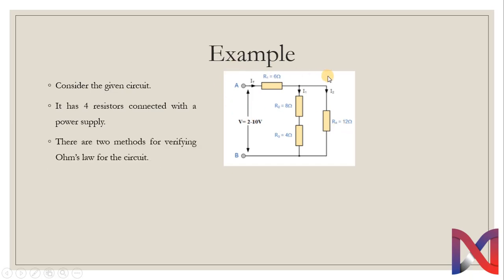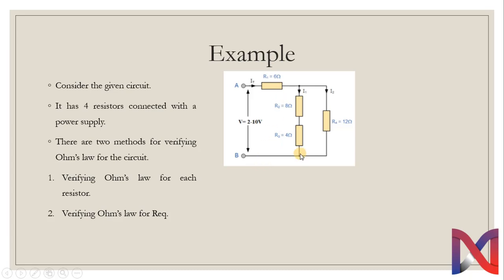Now there are 2 methods to go for solving this circuit to verify Ohm's law. First method is verifying Ohm's law for each of the resistor. And the second method is to verify Ohm's law for the R equivalent. In both of the cases, we will get a straight line for voltage and current.